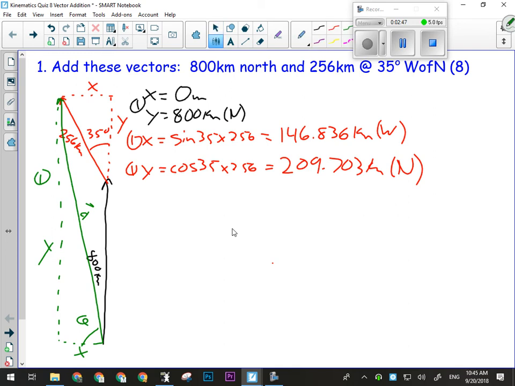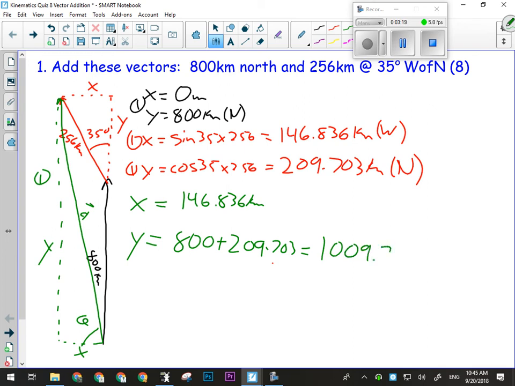All right, next set of marks is for calculating green x and green y, our resultant's x and y components. There's no mark for calculating green x because you already know what it is. It is 146.836 kilometers because that's the only x component. The y component you will get a mark for because we have to add 2 numbers together. We have to add 800 north plus 209.703 north, which is 1009.703 kilometers north. So 1 mark for that one.